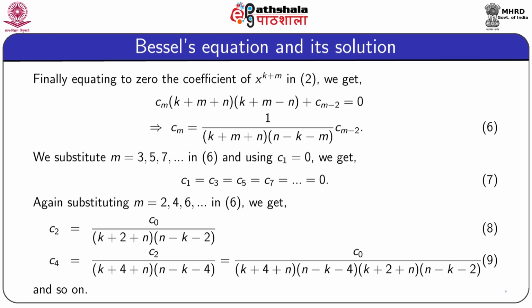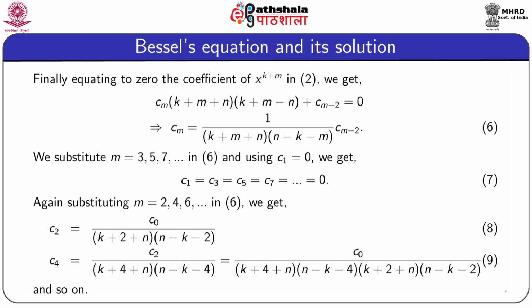We substitute m equal to 3, 5, 7 in equation 6, and we will get C3, C5, C7 all equal to 0, because C1 is equal to 0. Please note, if we substitute m equal to 3 here, we get C3 which is equal to some constant multiplied by C1, and since C1 is 0, we will get C3 equal to 0 and so on.